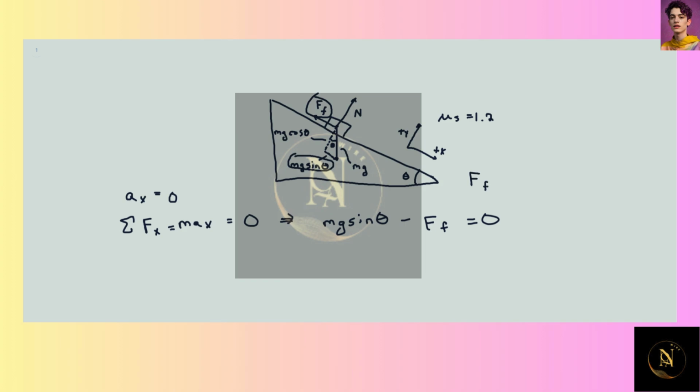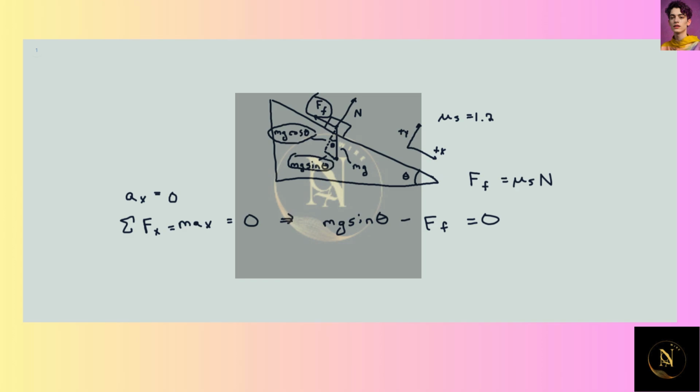Now the friction force is equal to the static coefficient times the normal force. Really, since we're using the static coefficient, the friction force can be less than or equal to, but we want the limiting case, so I'm just going to set it equal to this. And the normal force is the same as the mg cosine theta here.